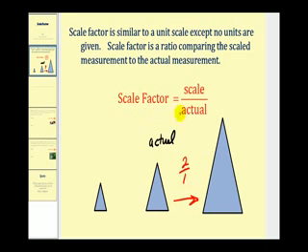Now if the scale factor was 1/2, that means the scaled triangle would be half the size of the original, as we see here on the left. Let's go and take a look at an animation of scale factor.